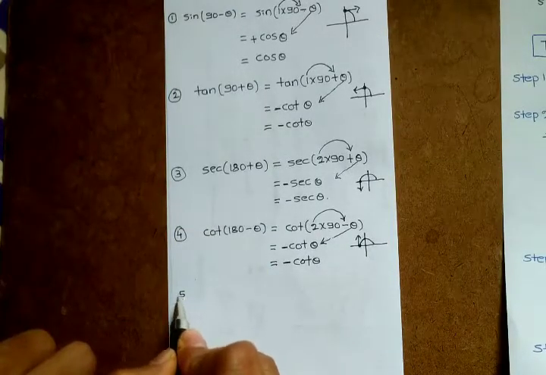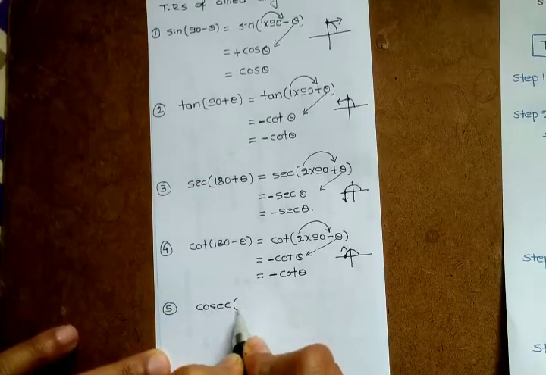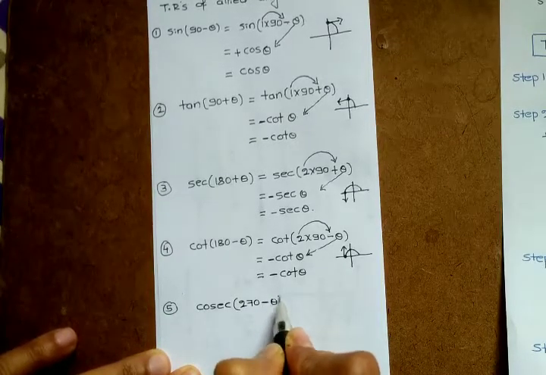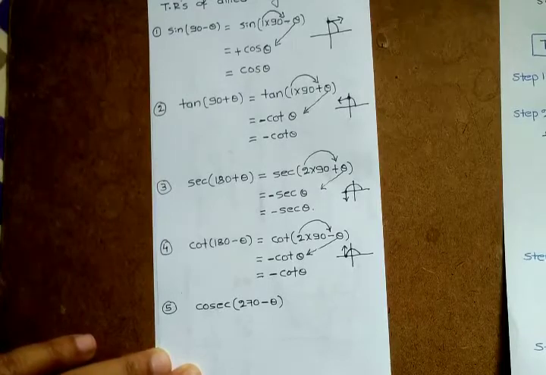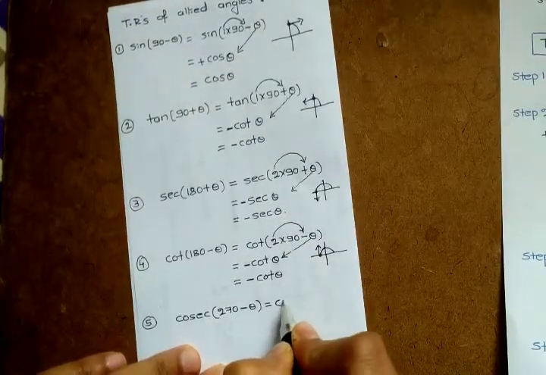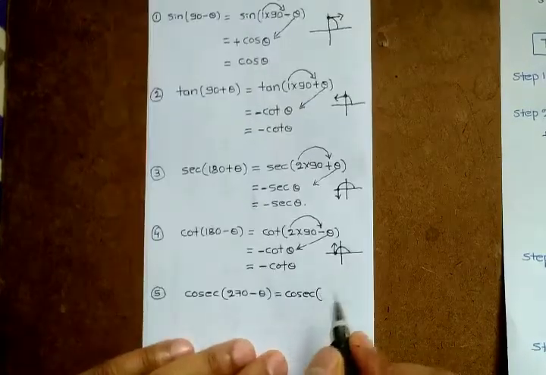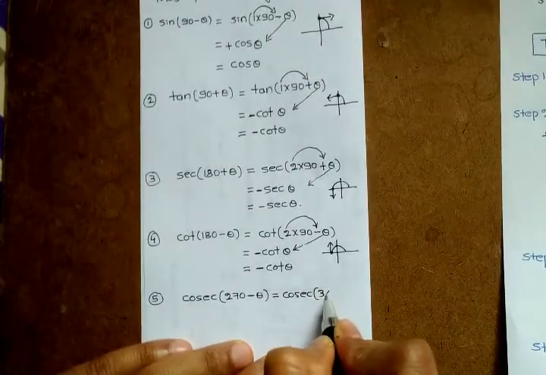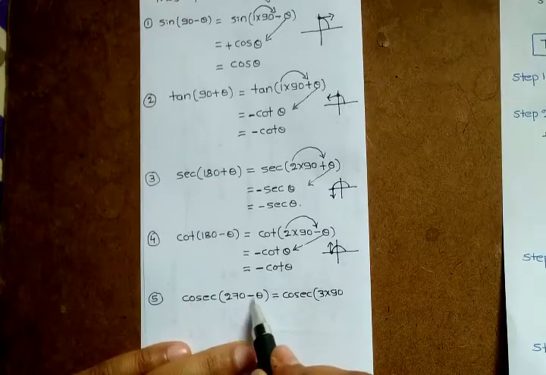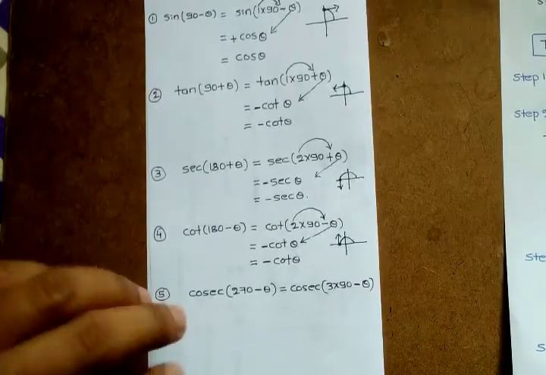So next, one more example. Fifth one. Suppose if I take cosec 270 minus theta. Cosec 270 minus theta. So first step, bring in the standard form. Cosec I am going to keep it as it is. 270, how to write in multiple of 90? 3 into 90, correct? So 3 into 90 is how much? 270. Here minus theta is there, so keep that minus theta as it is.